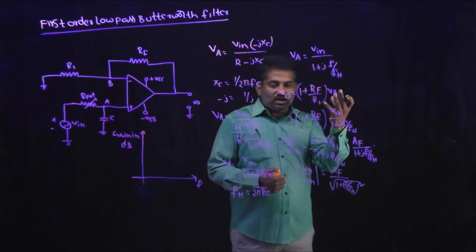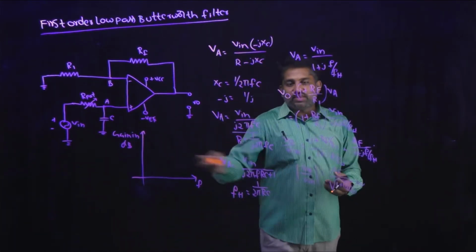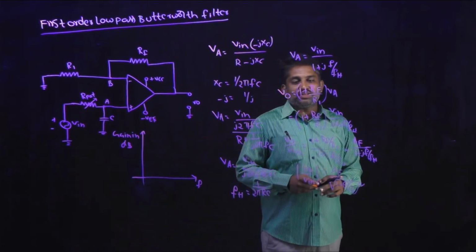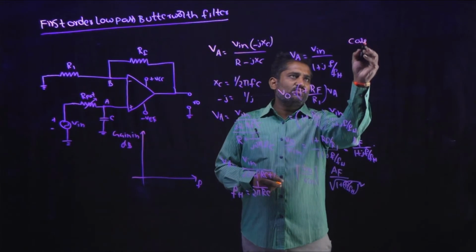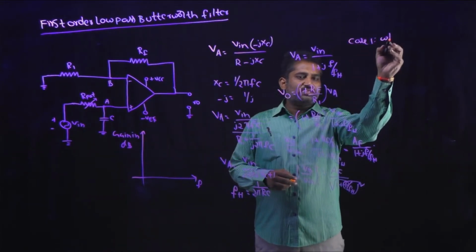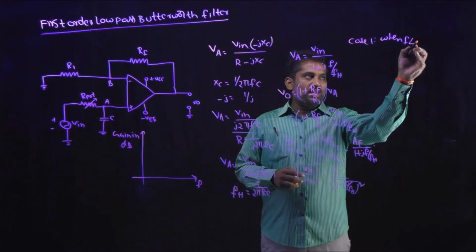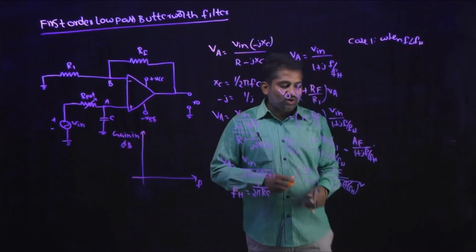I want the values of gain. From that we can easily draw the frequency response curve. Suppose case 1 is when F is less than FH.